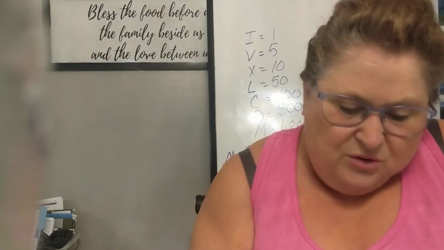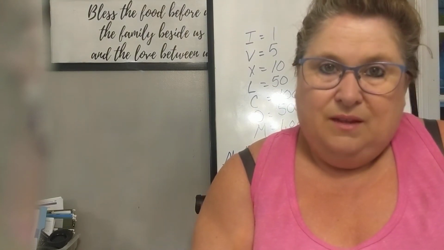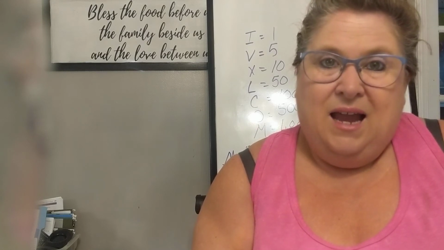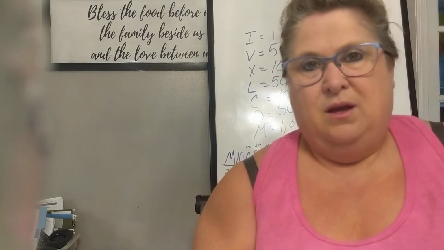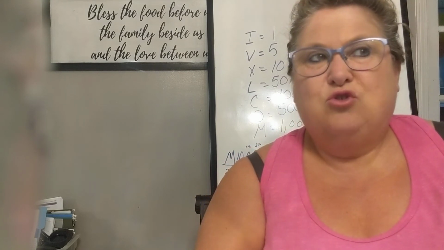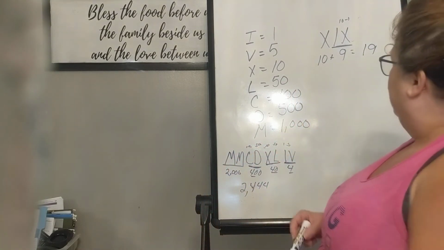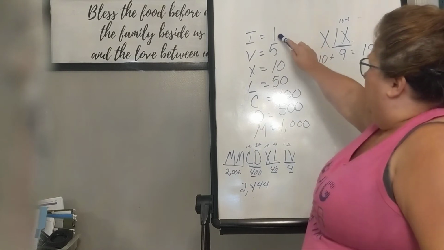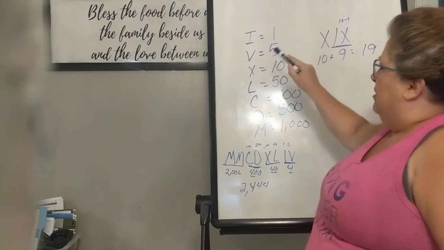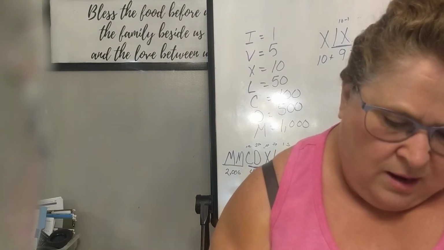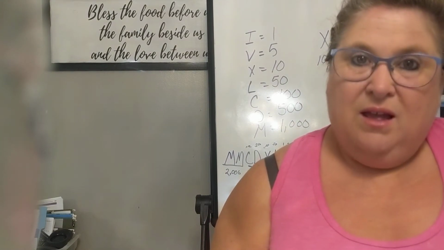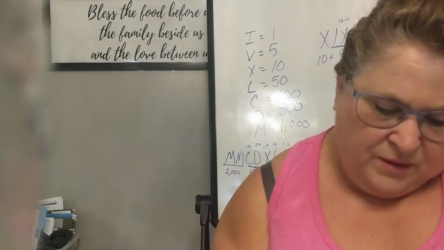Letter C, how are we going to do 7? V is 5, II, 5, 6, 7. Letter D, 24. XX, that's our 20. And how do we do 4? IV, 5 minus 1. XXIV is 24. Number 4, we have IV, 5 minus 1.